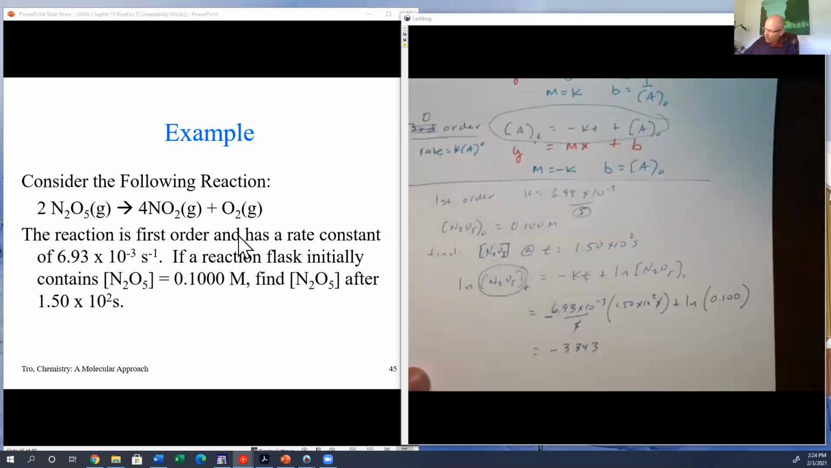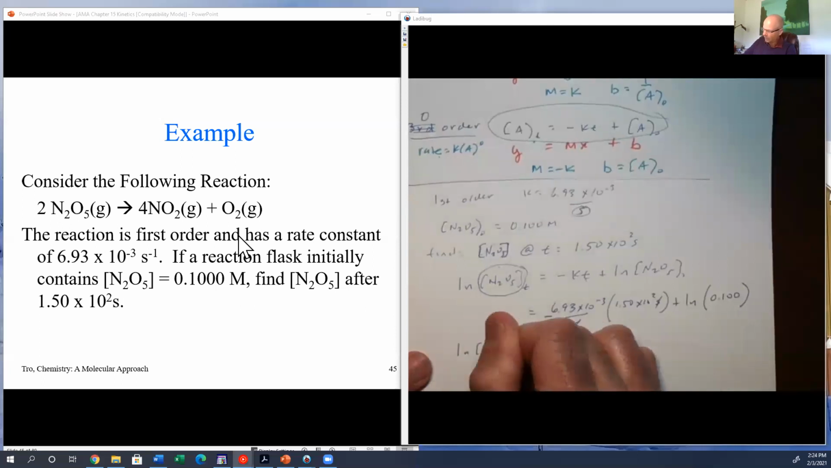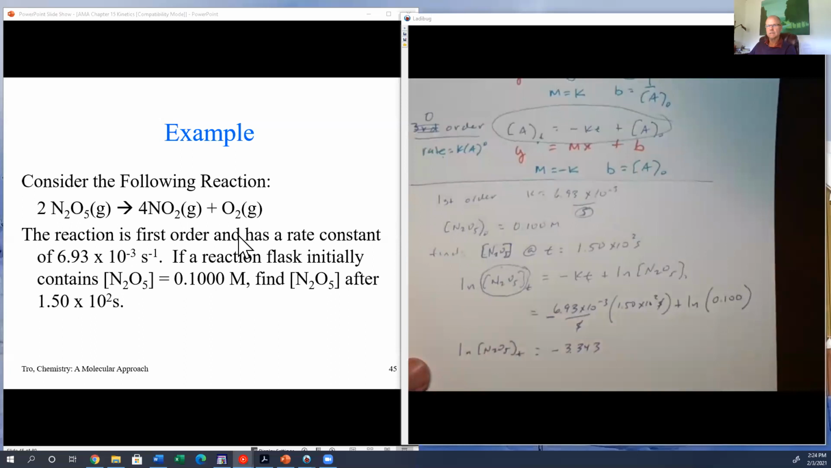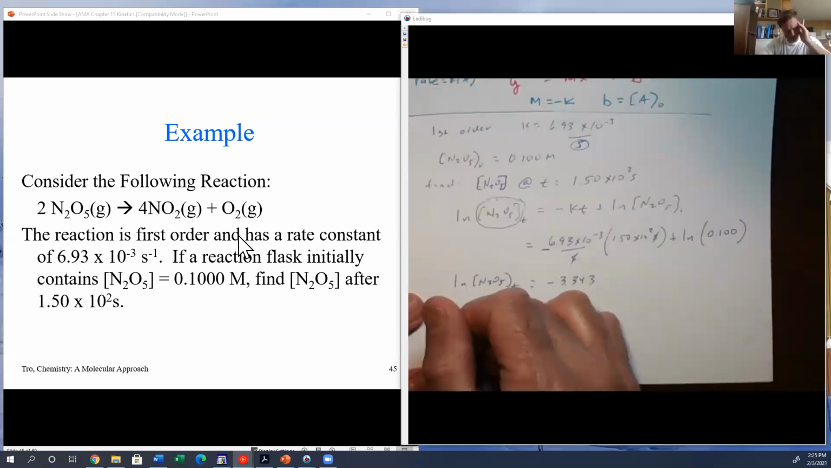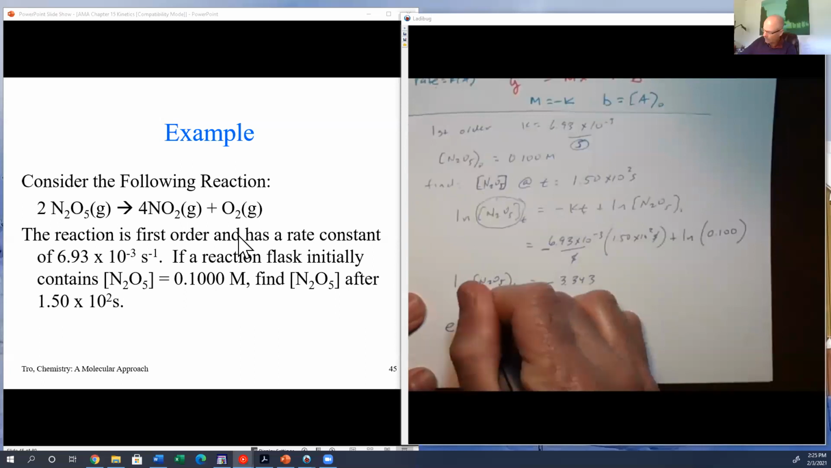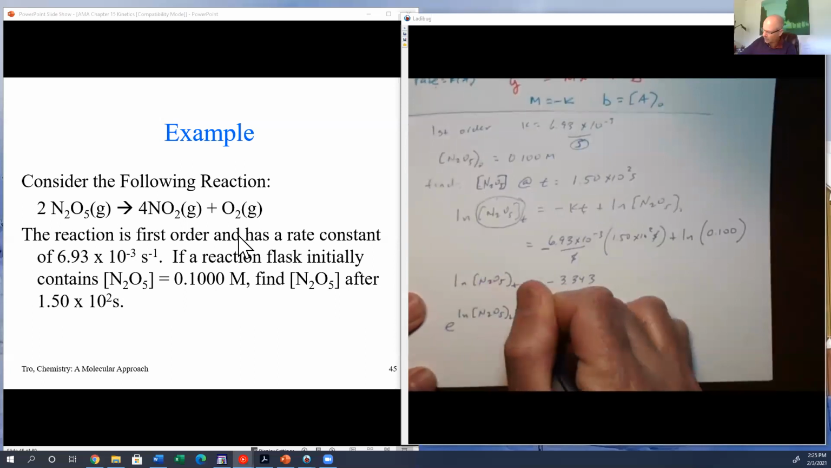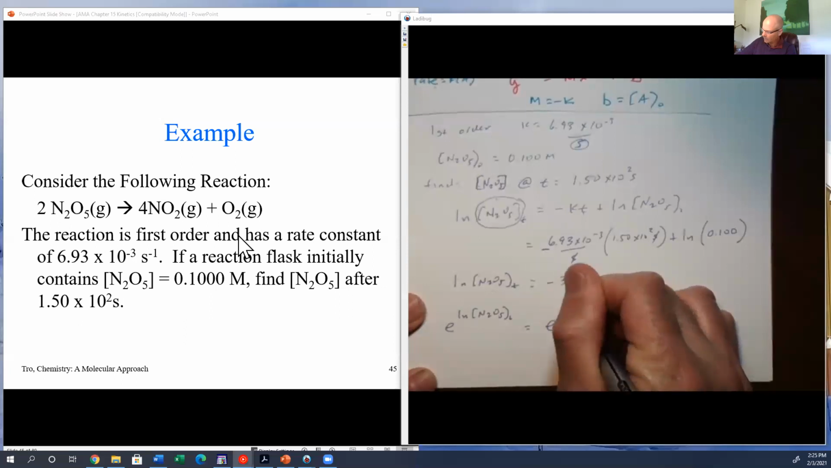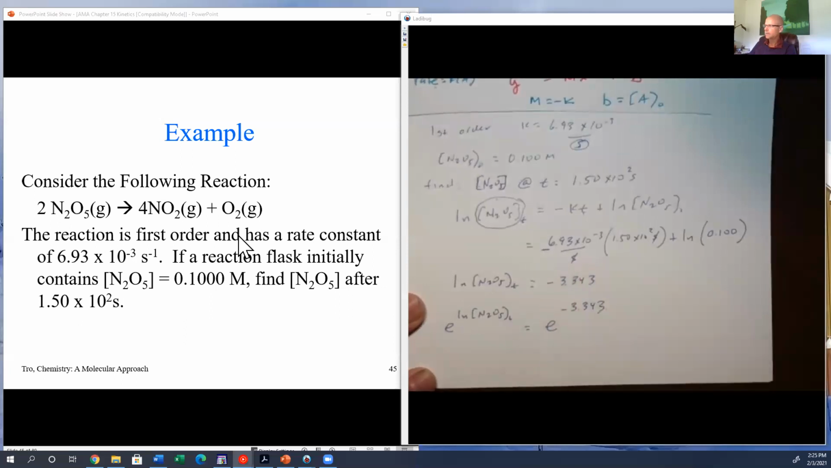All right, but now notice that what I have so far is not the concentration. I have the log of the concentration at time t, right? How do I undo the log? Raise it to the power of e, right? So I write e to the ln of N2O5 at time t is equal to e to the minus 3.343.